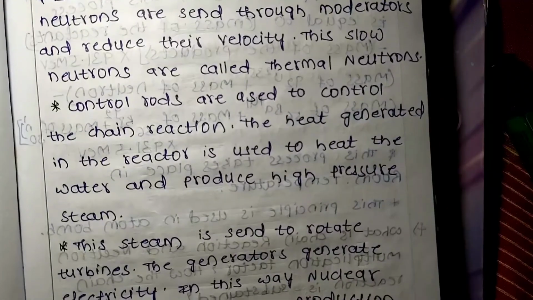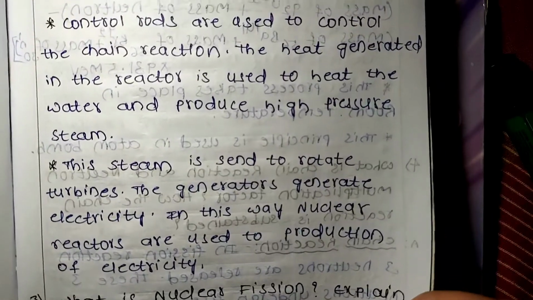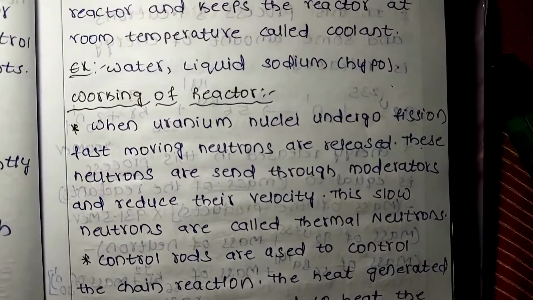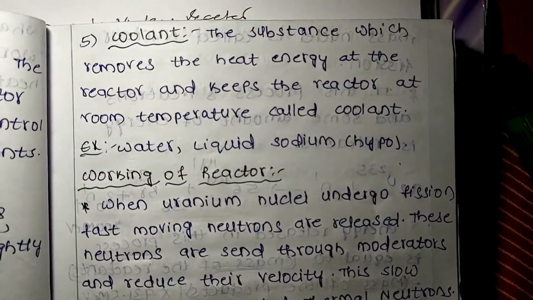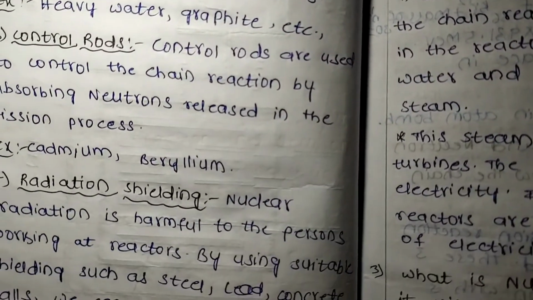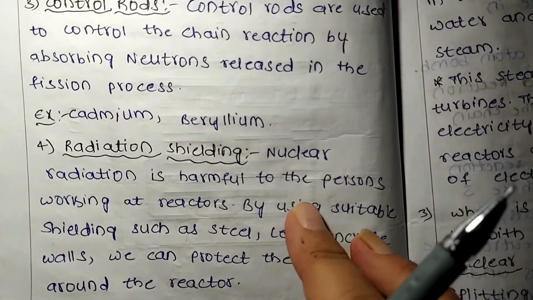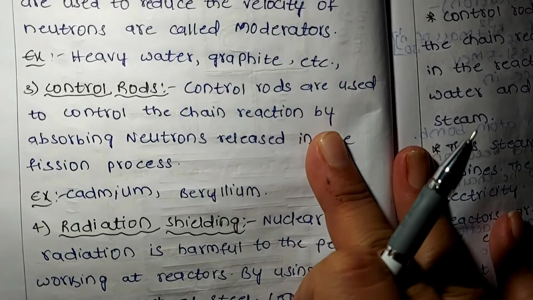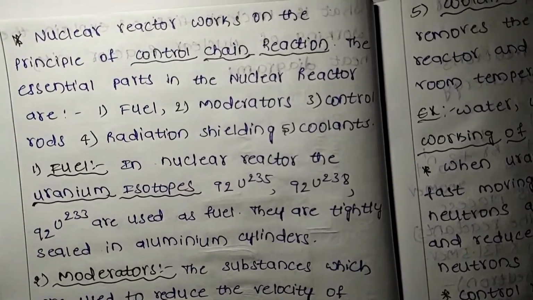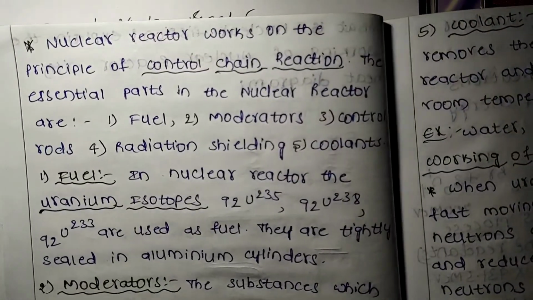Okay, please take a screenshot of these notes. I drew these notes. Write down these notes. This is very shortcut notes. Radiation shielding, control rods, moderators, fuel, and a nuclear reactor works on the principle of controlled chain reaction.